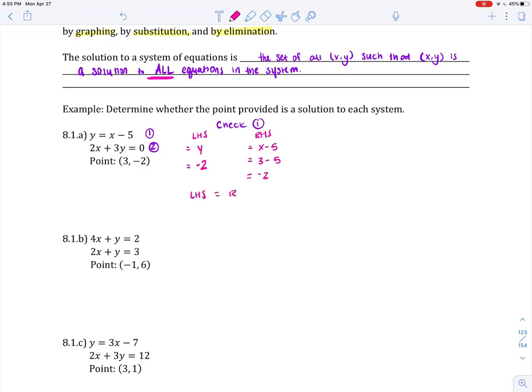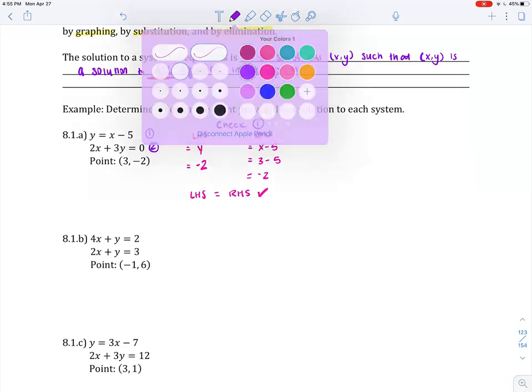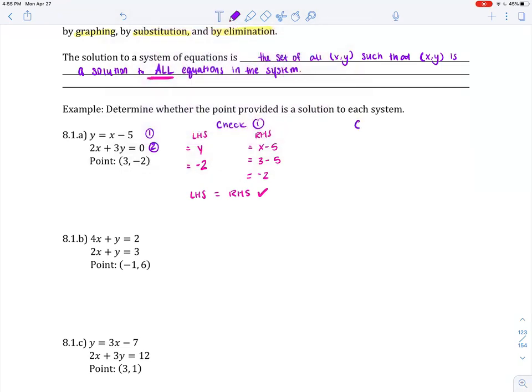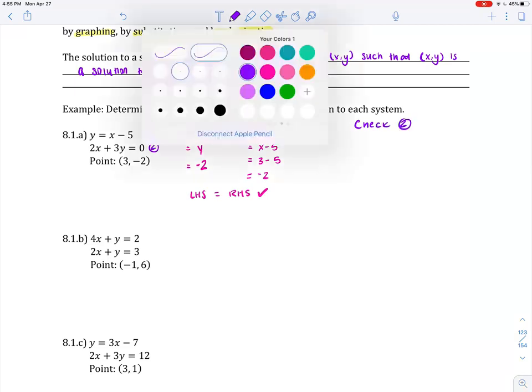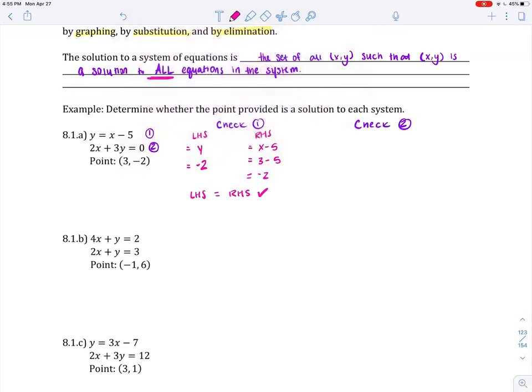At the end, we compare our left-hand side and our right-hand side. If our left-hand side equals our right-hand side, we know that point is a solution to that particular equation. In order to be a solution to the whole system, it has to be a solution to all of the equations. So we also have to check equation number 2.